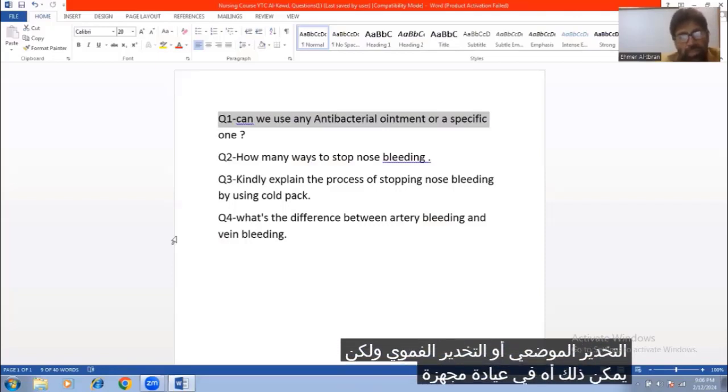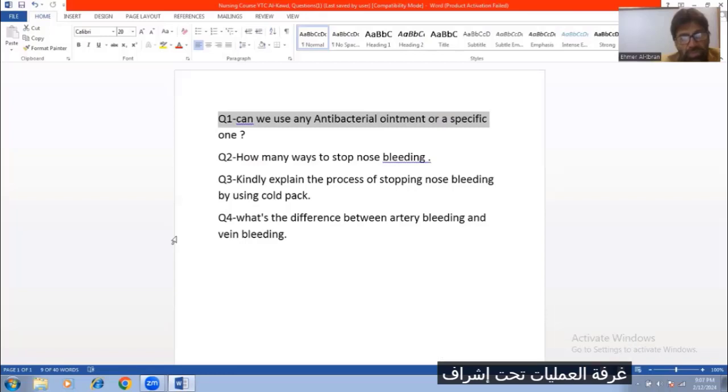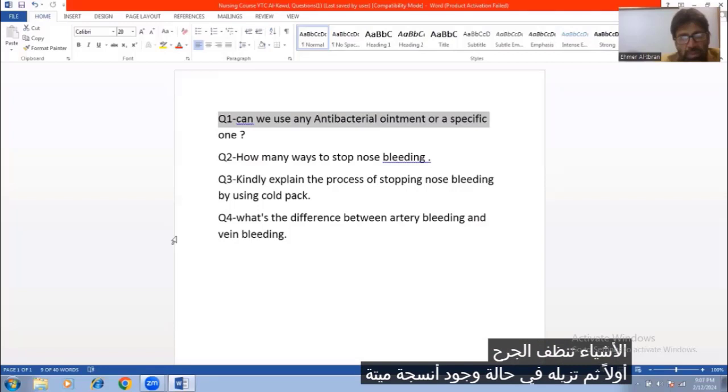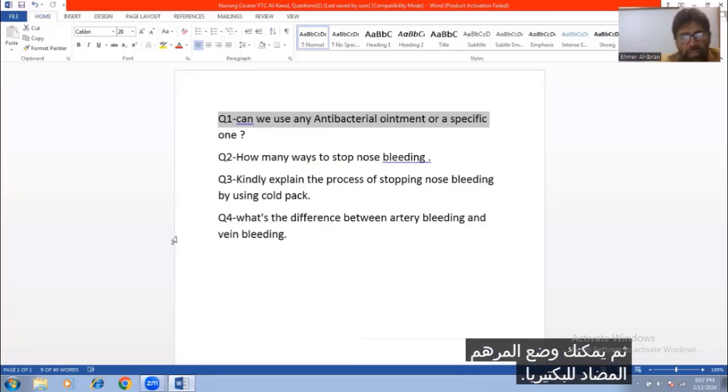But this can be done at a clinic which is very well equipped, or a hospital in which all the facilities are there in the operation theater, under the supervision of a surgeon, or a surgeon can do all these things. Clean the wound first, and then debride it if dead tissues are there, and then you can apply the antibacterial ointment.